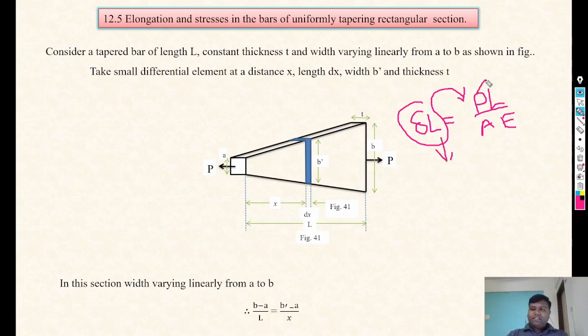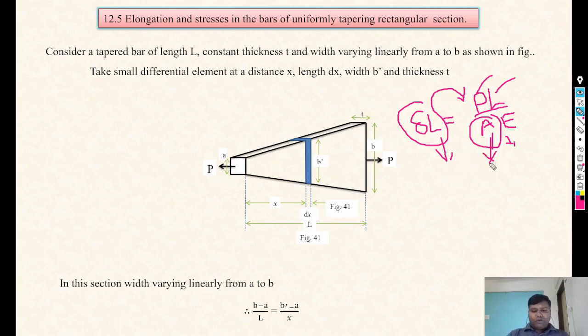For the change in length we require P, L, A and E, where P is the axial force acting on the section or body, L is the length of that body, A is the area of that body, and E is the modulus of elasticity. Now the main task is to calculate the area, because this section is tapering and we don't know the exact area of a particular section. So we consider a small element, derive for it, and then go to the calculation of area.